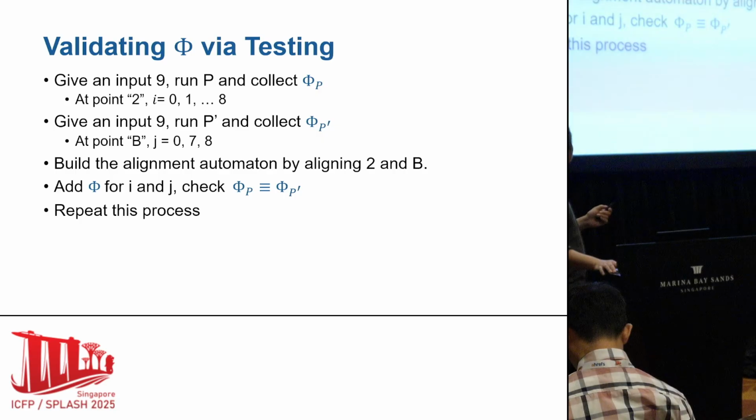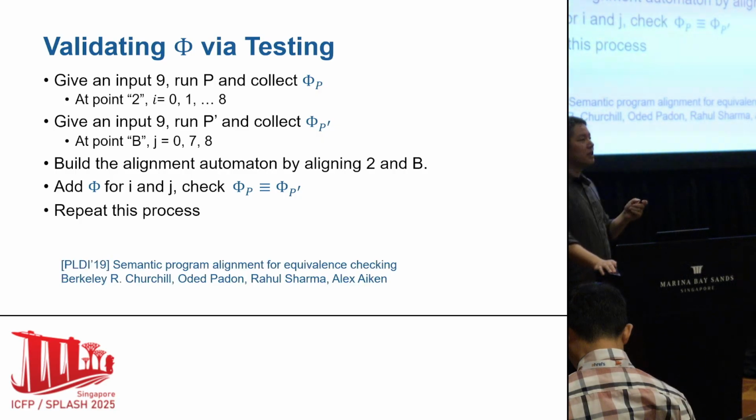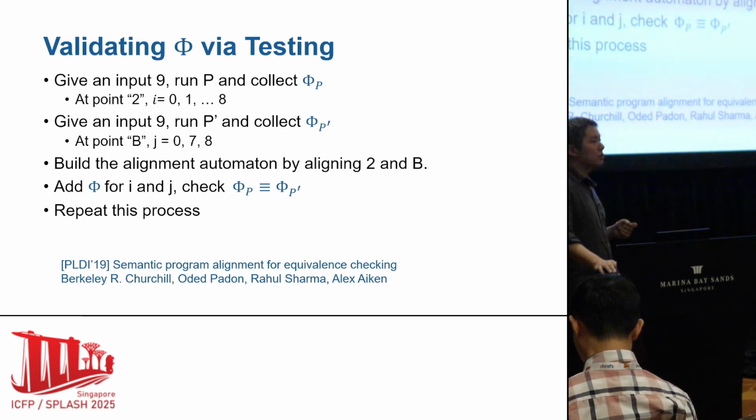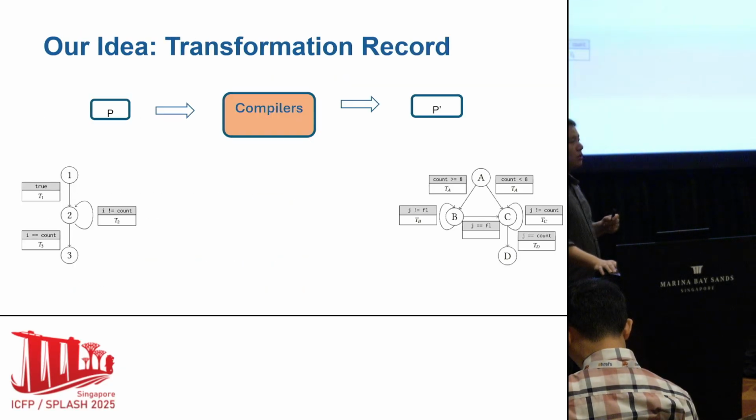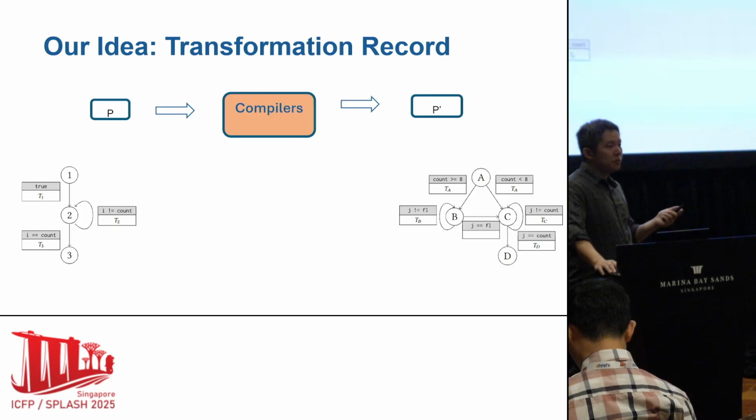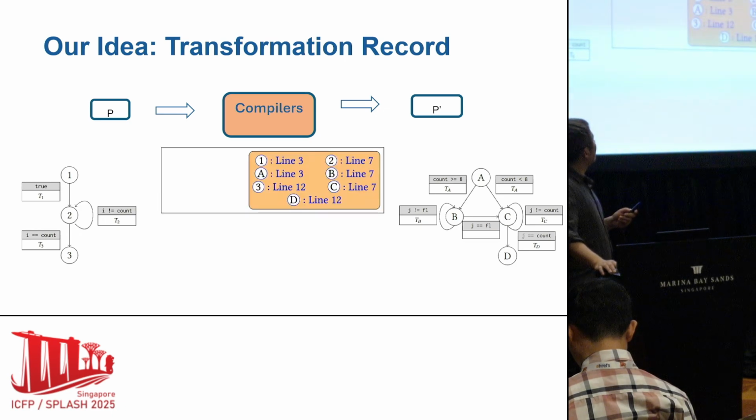Okay, and so this is the basic idea behind this prior work, basically using the program alignment automaton to check the equivalence. So in our new framework, we want to get rid of the need to generate inputs to validate P and P prime. Instead, we want to get some additional information from the compilers. What kind of information will be useful in this application?